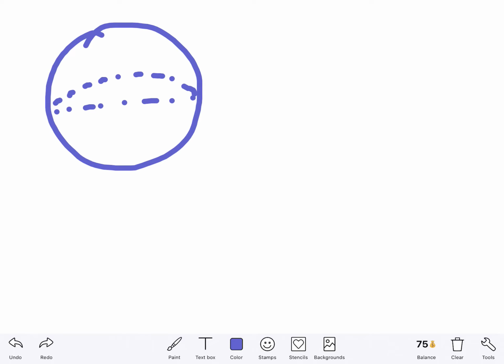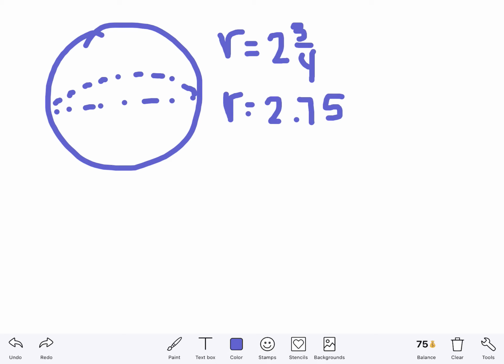Let's say that the sphere had a radius of 2 3/4, and that's the information that it gave us. Before we freak out because we see a mixed fraction, remember 3/4, we can put 3 divided by 4 in our calculator, that would give us 0.75. So therefore the radius is 2.75.